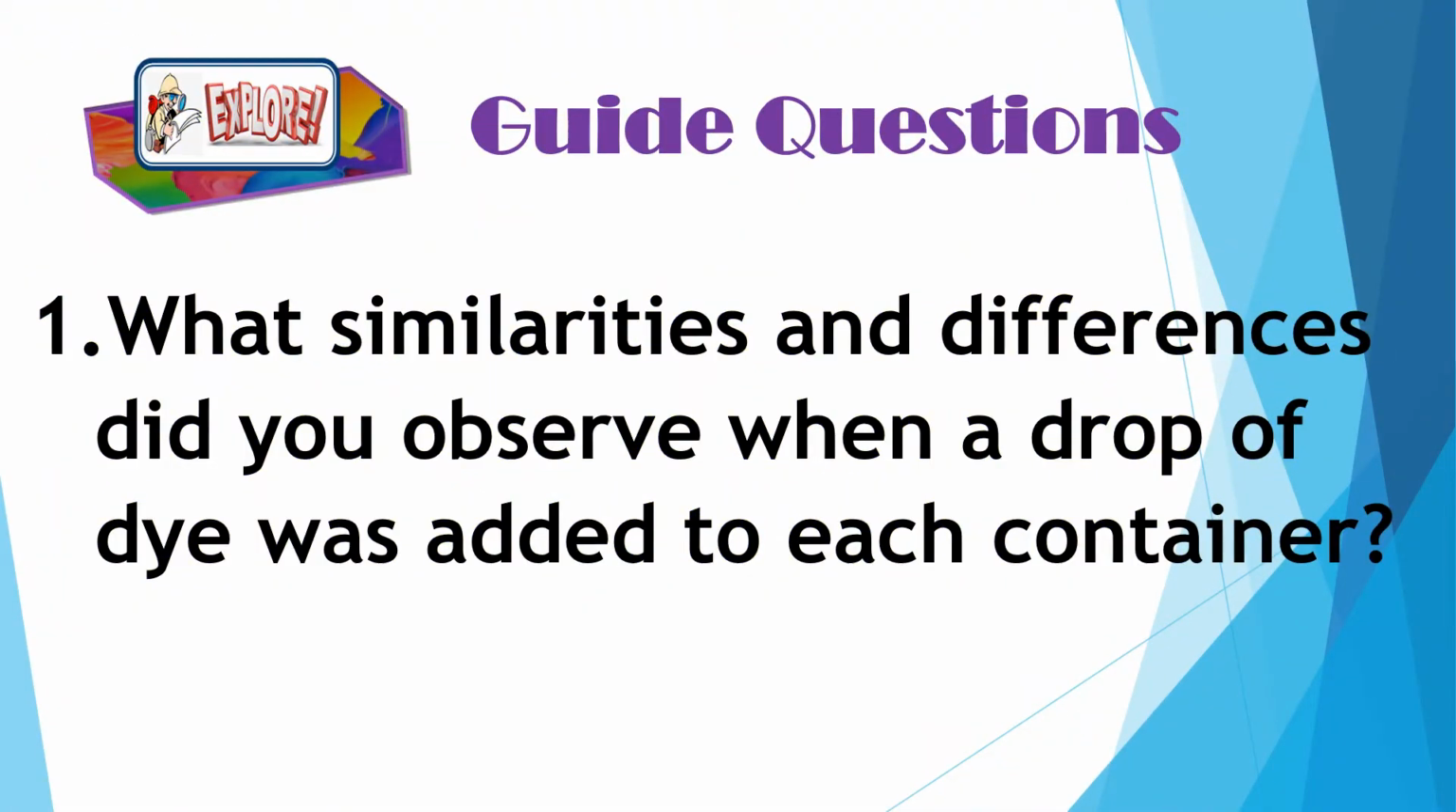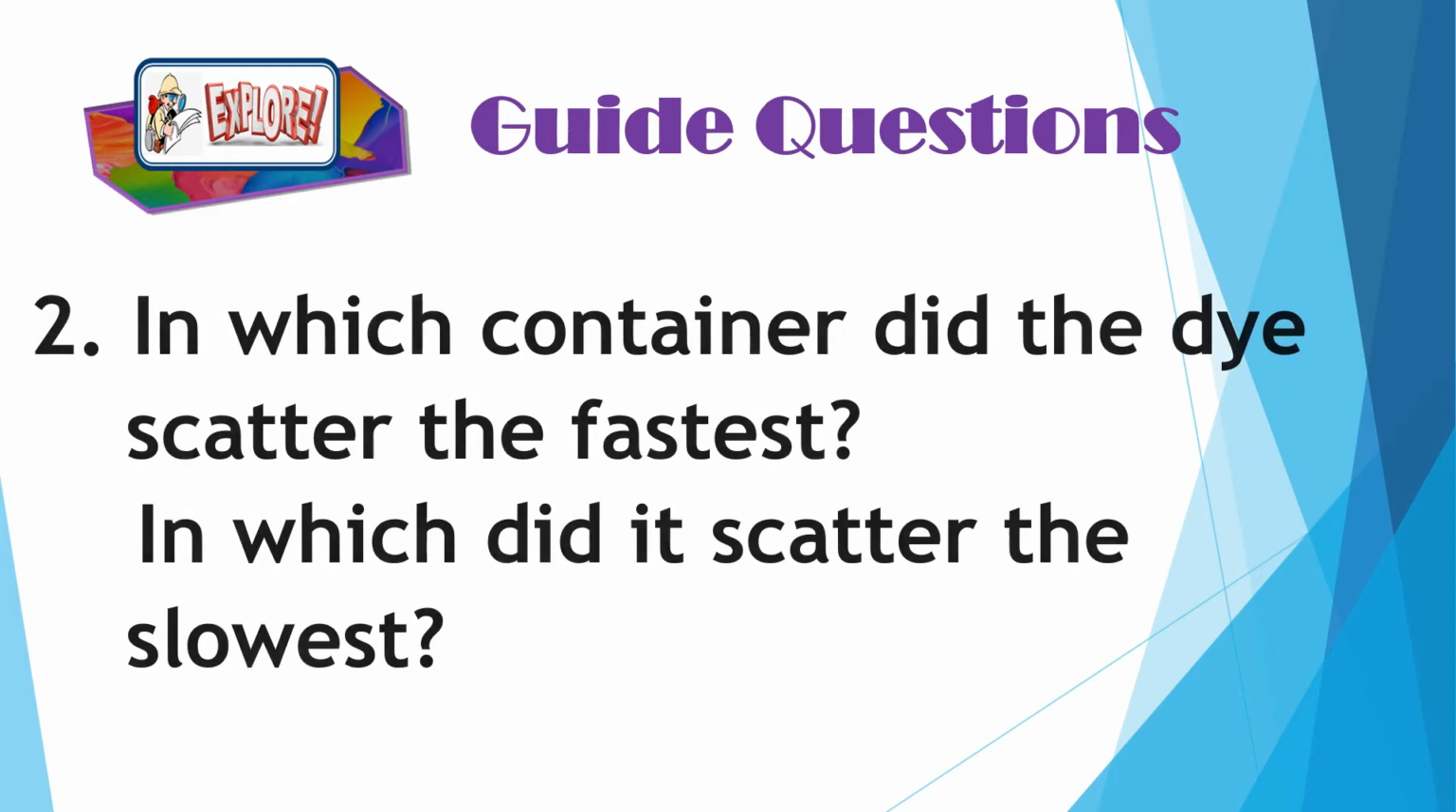Here are the following guide questions that you are going to answer in your activity notebook. Again, your answers will be collected and will be checked by your science teachers. For number 1, what similarities and differences did you observe when a drop of dye was added to each container? Number 2. In which container did the dye scatter the fastest? In which did it scatter the slowest?